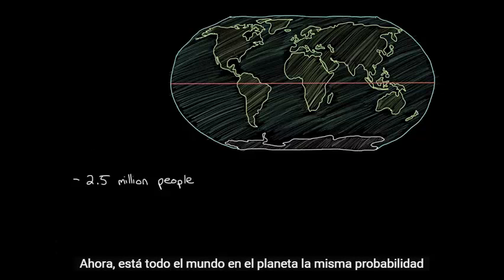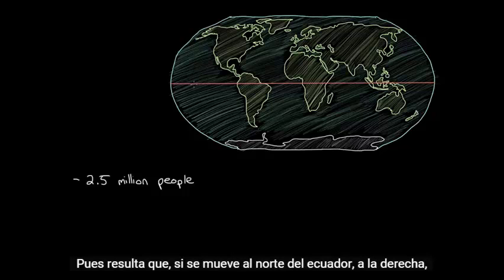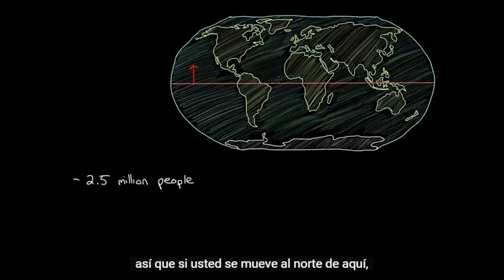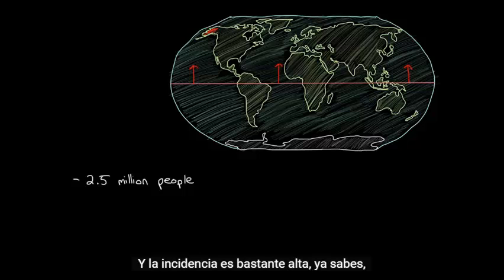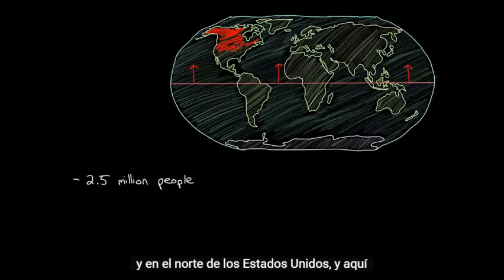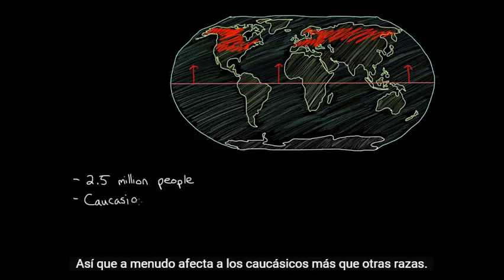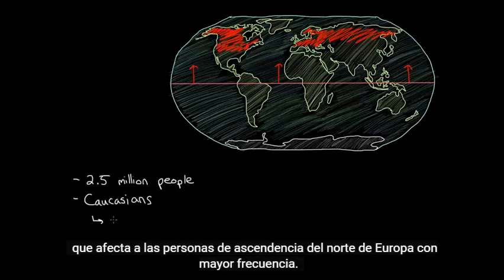Now, is everyone on the planet equally likely to develop the disease? Well, no. As it turns out, if you move north from the equator, you'll notice that the incidence of MS actually increases. And the incidence is actually pretty high in these northern areas, right? So like here in Canada and in the northern United States, and here in a lot of Europe and Russia as well. So it often affects Caucasians more than other races. And more specifically, among the Caucasians, it affects people of Northern European descent more often.